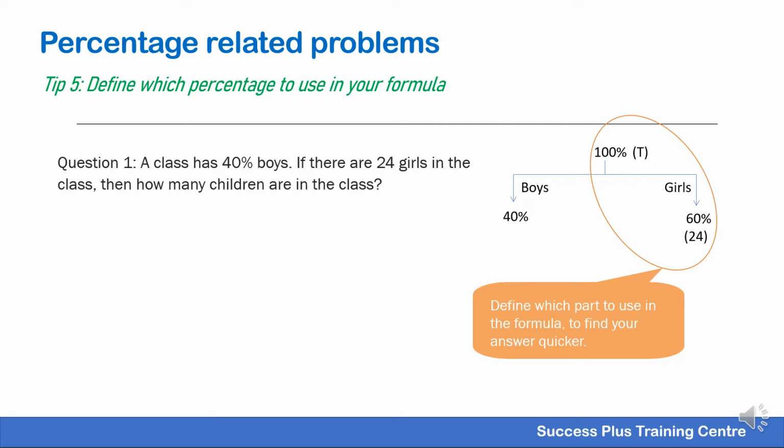So now we know, using tip number 3, that the percentage of girls in the class should equal 100% take away 40%, and that equals 60%. So now we know that the percentage of girls in the class is 60% and the number of girls in the class is equal to 24.